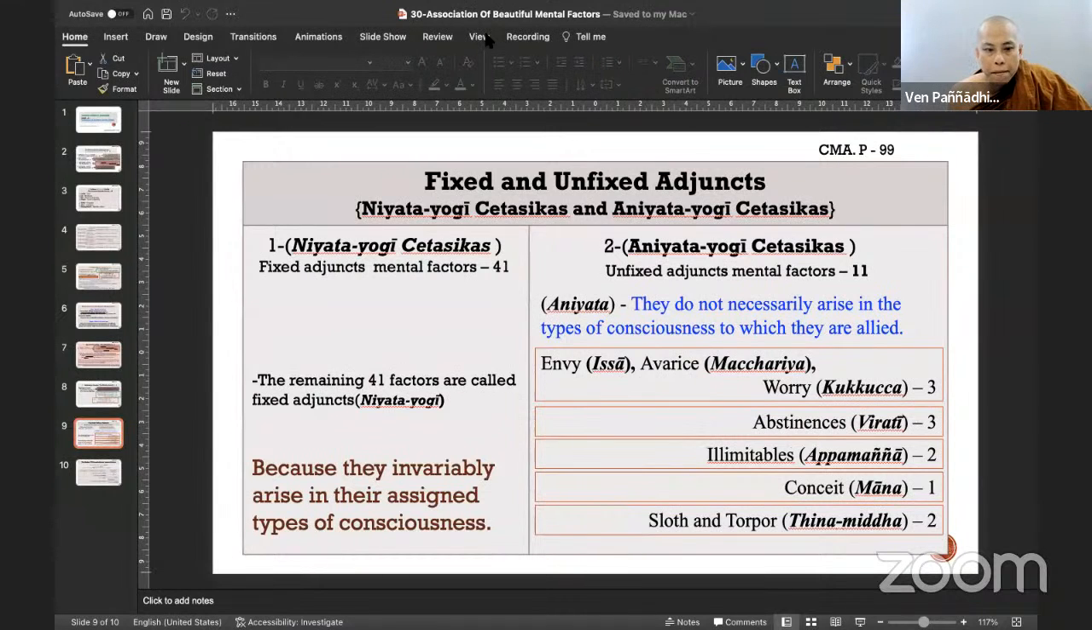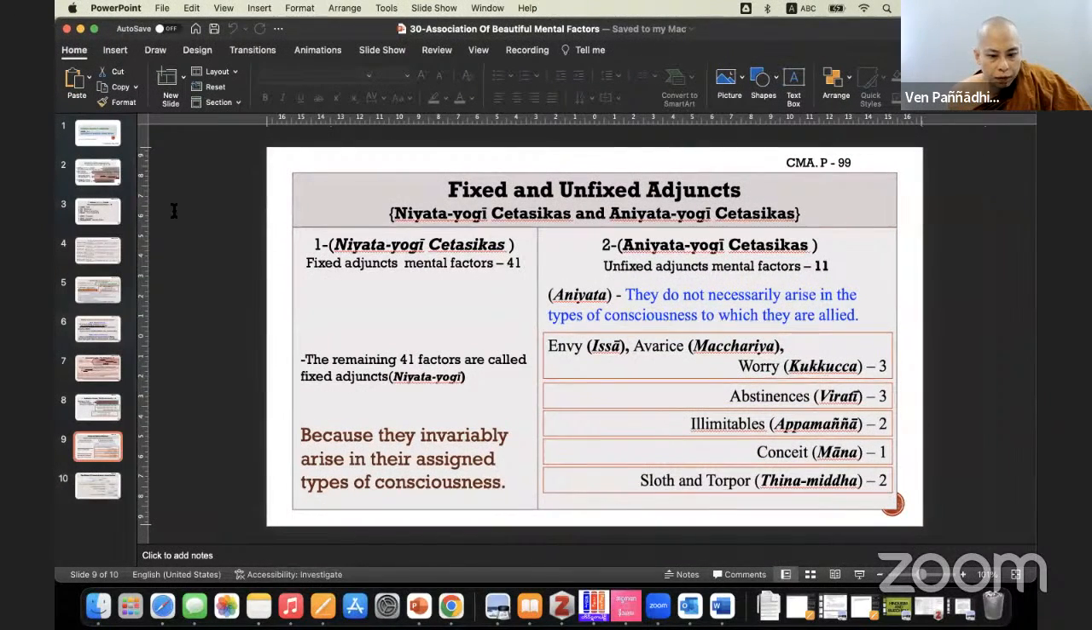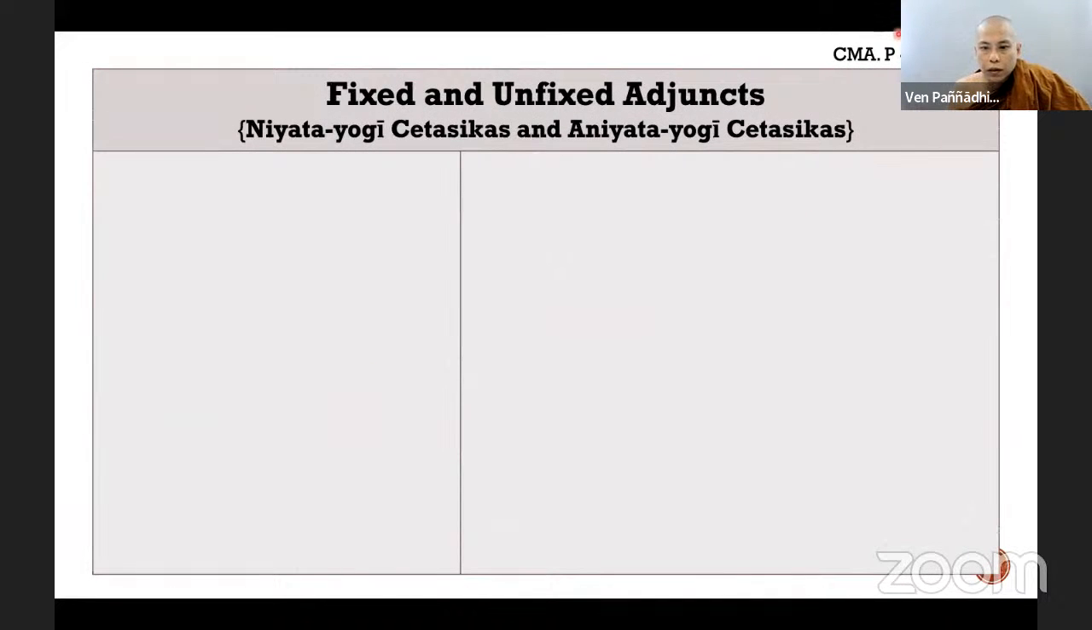Study on the fixed and unfixed mental factors. Here are the adjuncts, Niyata yogi and Aniyata yogi in Pali. This is the end of the Sambhyoga Naya. In Sambhyoga Naya we studied how many consciousnesses can associate with a specific mental factor. We already searched the groups of consciousness that can associate with each mental factor, starting from Phassa, Vedana, and so on. So we already know all 52 mental factors with their associating consciousness.